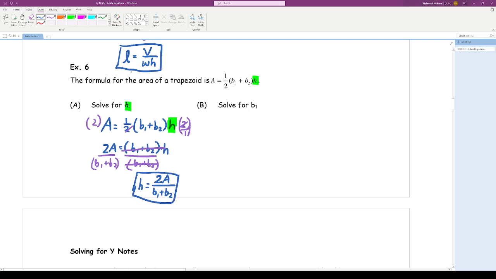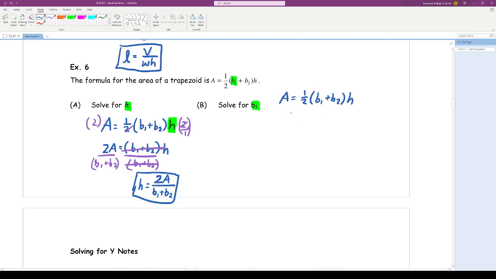And now we're going to try something more complicated. We're going to try to solve for b1. So instead of this one being h that we're solving for, we're going to try to solve for this b1 that's trapped inside of those parentheses. We start out the same way with our initial equation. A equals 1/2 times b1 plus b2 times h.